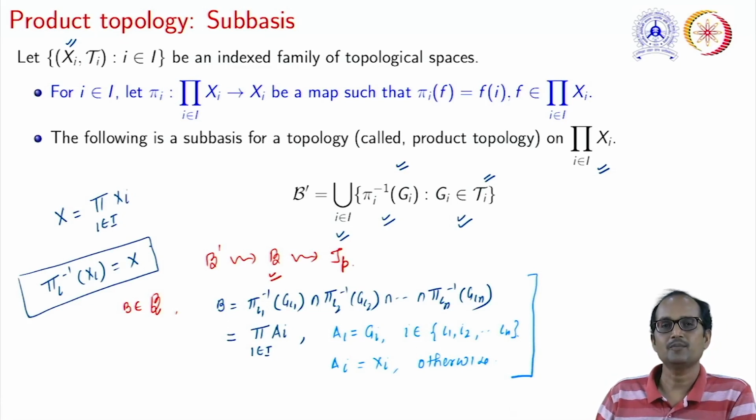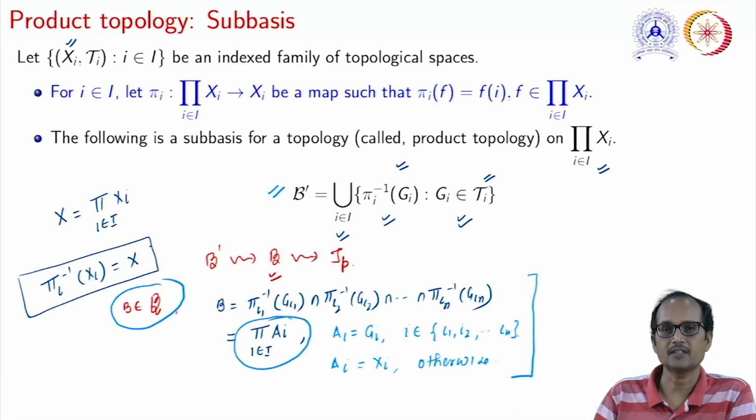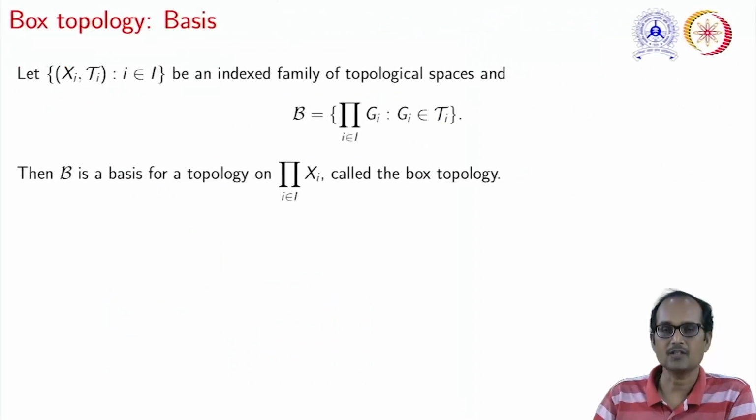So what we have seen is that in the case of the basis for the product topology, which is obtained by using this B dash as a subbasis, an element of this basis can be expressed in the form of a product of sets, where these sets will look like in this form. Moving ahead, let us see the topology on this Cartesian product by using the concept of basis.